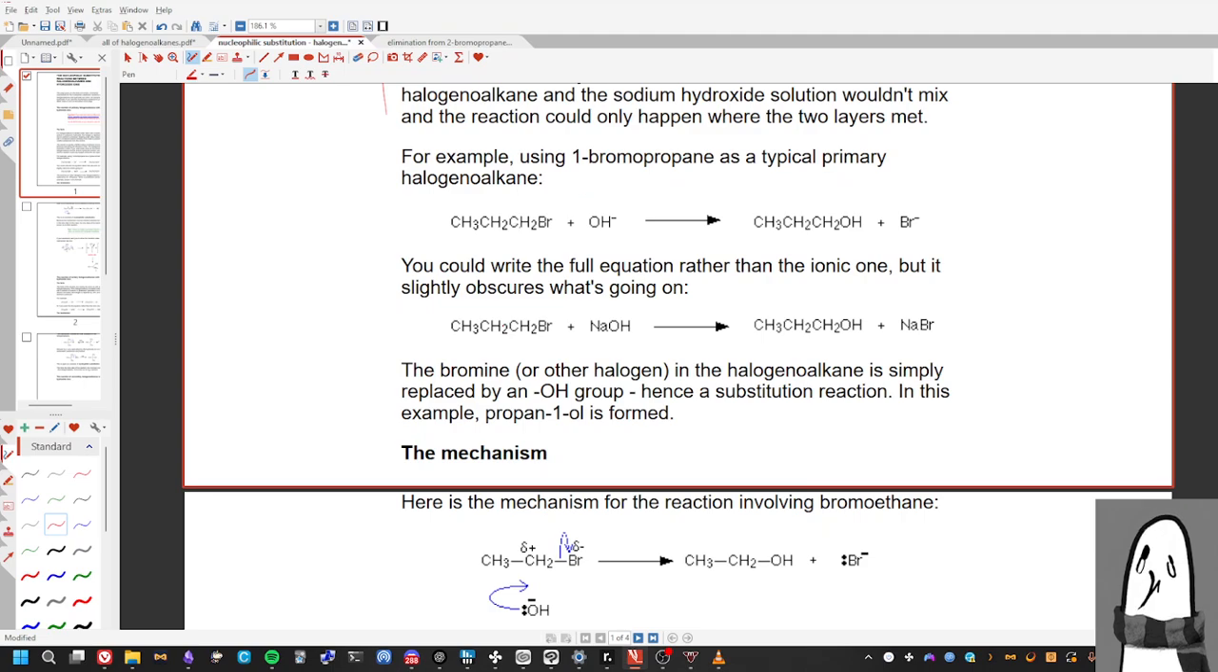We're using 1-bromopropane, so it's bonded at the 1, and this is a primary halogenoalkane. We use it, and we get the OH, which is the alcohol, and we get Br minus. We could write the full equation rather than the ionic one, but it slightly obscures what's going on. Same thing, Br, and we have NaOH. OH is the negative, Na is the plus. Over here, Na is the plus, Br is the minus.